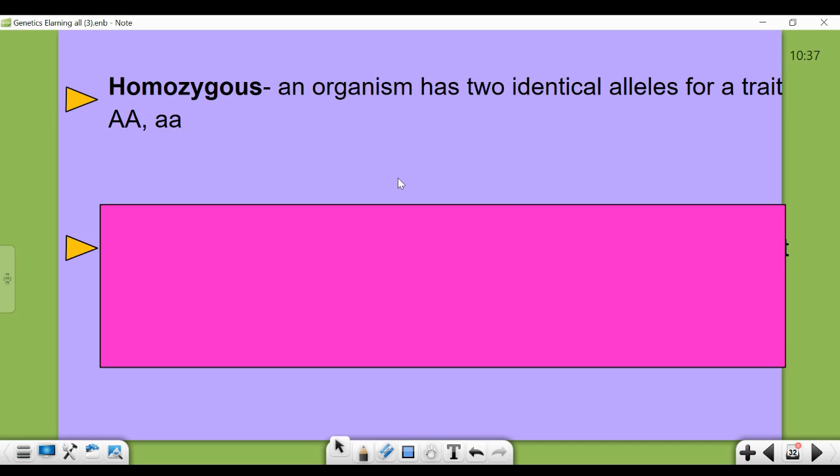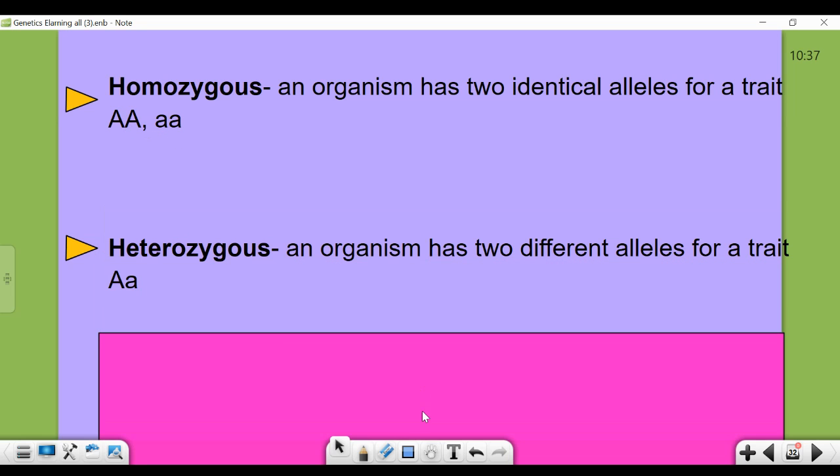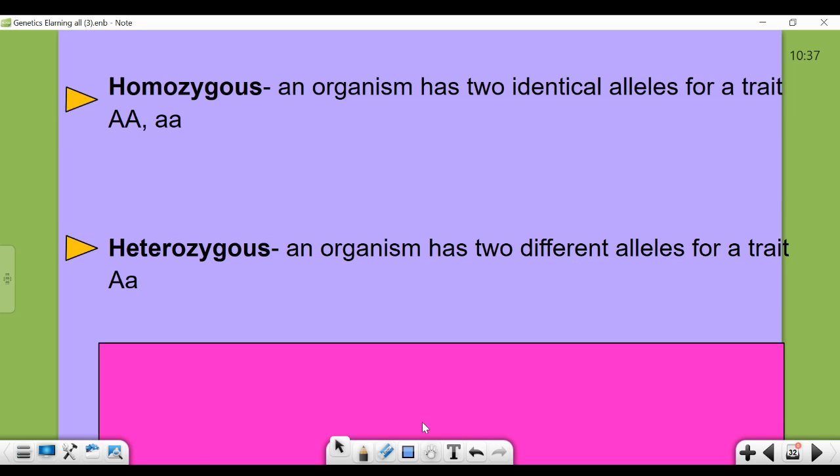Homozygous is an organism that has two identical alleles for a trait. So either they're homozygous dominant or they're homozygous recessive. Two capitals or two lowercase. They are the same. Then we have heterozygous, which means an organism has two different alleles for the same trait. They have a dominant and a recessive.